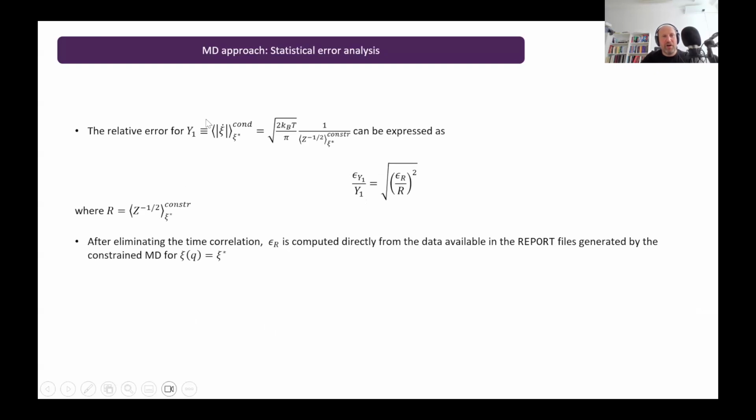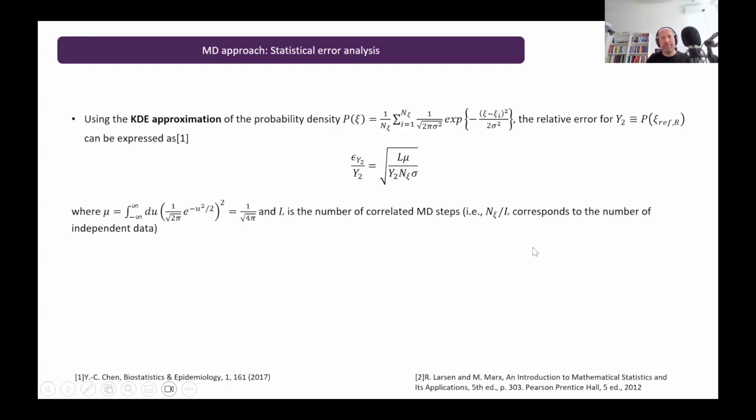The next term is the conditional average of velocity. This is simple because we have only the average of one quantity here. So again, using the error propagation formula, we arrive at this simple expression where R is shorthand notation for this constraint average. Again, after eliminating the time correlation, the calculation of this relative error is pretty straightforward.